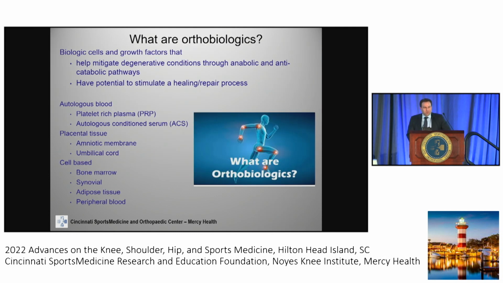So what are orthobiologics? Well, these are biologic cells and growth factors that help mitigate degenerative conditions through anabolic and anti-catabolic pathways, and they have the potential to stimulate a healing and repair process. Really, the agents that we're referring to include autologous blood products, placental tissue products, as well as cell-based products, including bone marrow aspirate, synovial products, and adipose tissue, as well as peripheral blood.